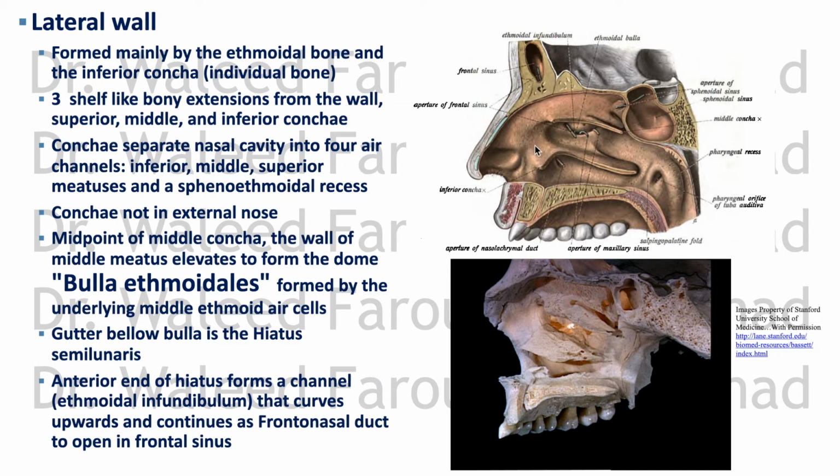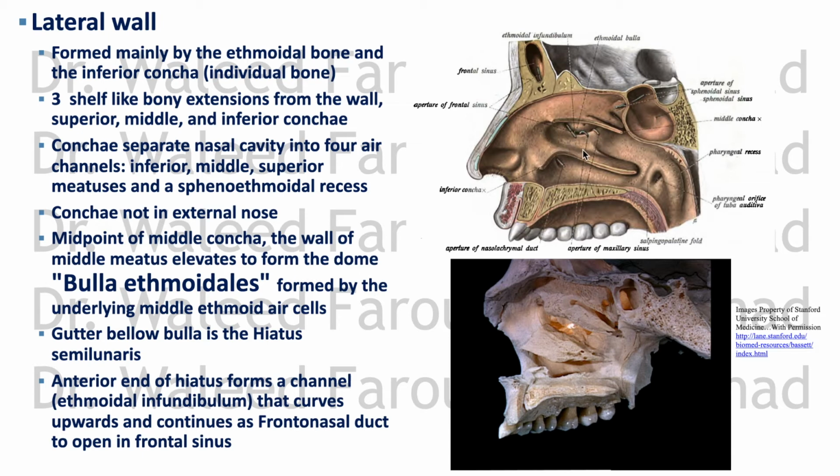Now, what's the purpose of these shelf-like projections? First of all, they guard the openings of the paranasal air sinuses, because the paranasal air sinuses are lined by respiratory epithelium, so there is mucus secreted inside them, so it must be drained or it will precipitate infection. And this is actually what happens in sinusitis.